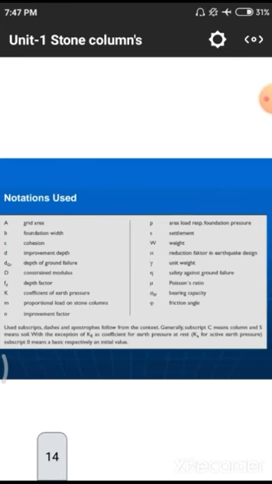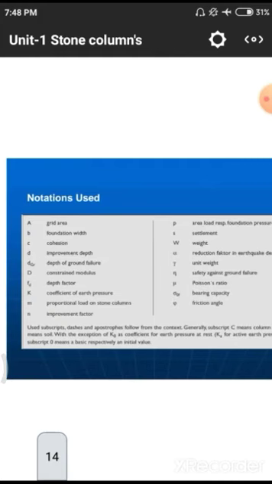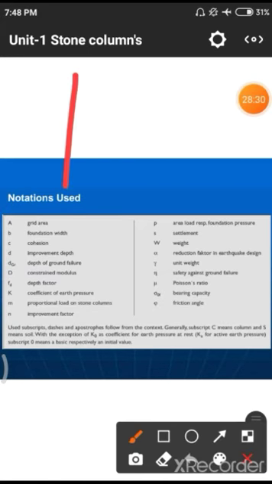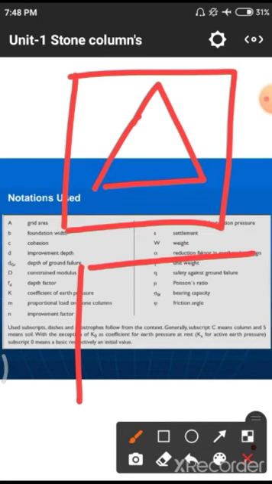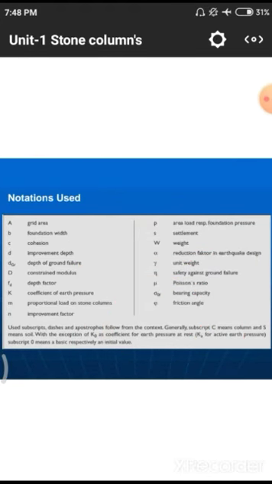What are the notations we have to use while we design these stone columns by using Terzaghi and other equations? First one, A, the grid area. What grid are we using? Normally this is a square grid. Likewise we have a triangular grid, a trapezoidal grid and a circular grid. We have different kinds of grids, and those areas we need to have. So A is the grid area.